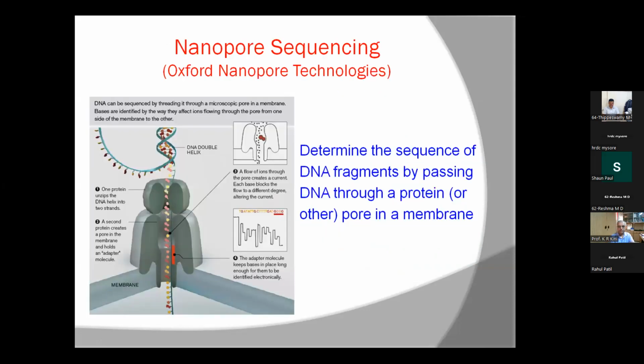Okay, the second one is what is called nanopore sequencing, developed by Oxford Nanopore Technologies. What this technology does is thread the DNA through a microscopic pore in a membrane. So you are simply pushing the DNA through a pore, and what is coming out is measured by measuring the current which flows. They determine the sequence of the DNA fragment by passing the DNA through a pore protein in a membrane.